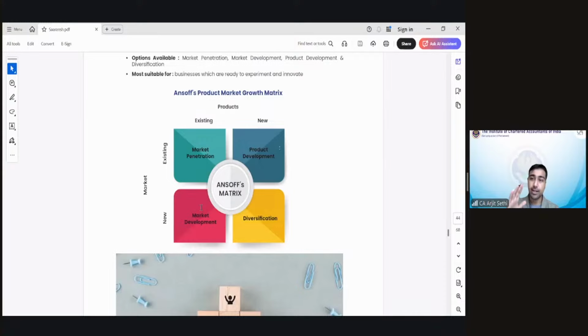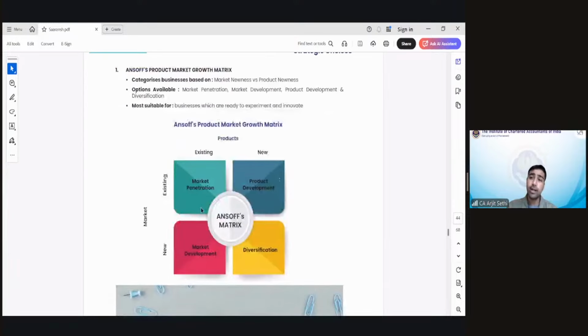We have already studied Ansoff. Ansoff matrix is very simple; there is no need to read it again. Ansoff says if you want to build a new product in an existing market, or an existing product in the existing market, what we studied earlier, which is market penetration, product development and diversification, the Ansoff product-market growth matrix tells you the same thing. So you don't have to worry about this altogether.